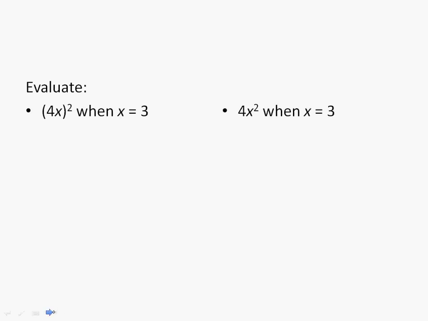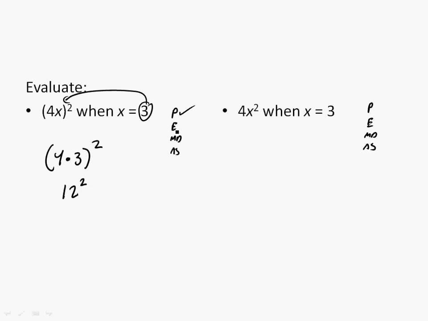Okay, last thing I want to show, two problems, they look alike, but the parentheses make a huge difference. So again, I'm going to make my little checklist. So for the left expression, when I put in 3 for the x, I have 4 times 3 squared. And since there's parentheses, 4 times 3 is inside, I have to do that first. So I have 12 squared, and then the exponent, there's nothing else, and that's 144.